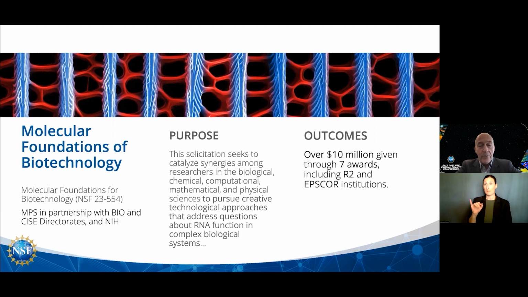Part of the reason this is getting emphasized here is that of those 7 awards, they have not all gone to elite institutions on the East Coast and the West Coast. They've gone not even to all R1s. Some of them have gone to R2s, and they've gone to EPSCoR institutions and EPSCoR jurisdictions. So they've really been spread out across the country.